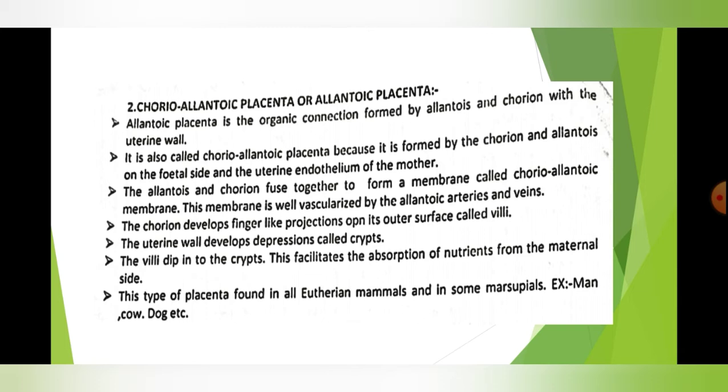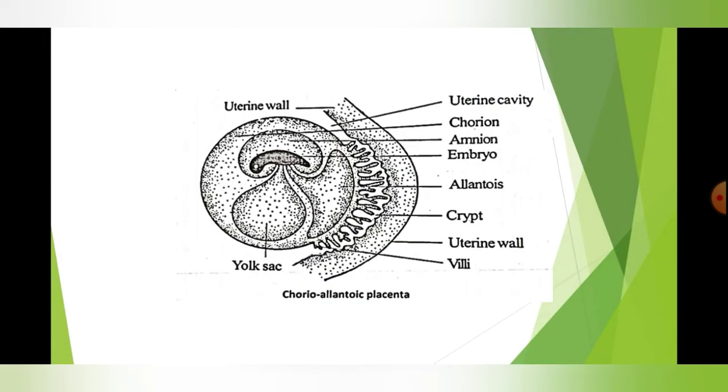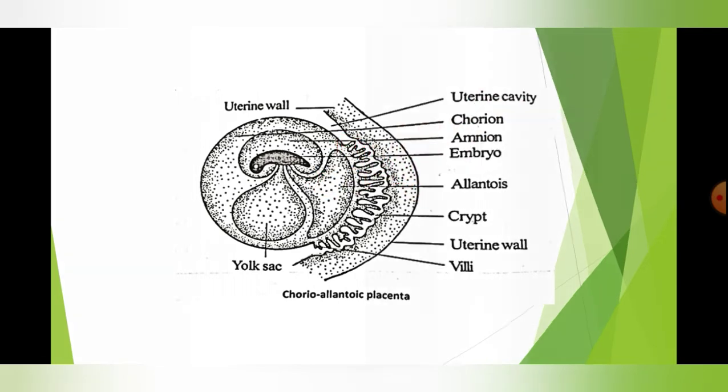These are eutherian mammals. Here this is the structure. Again, this is your uterine wall, and these are crypts and this is villi. This is yolk sac, allantois. This is chorion and this is amnion. Inside this you can see the amnion, and then this is the embryo, and in between these two you have a cavity, the uterine cavity.